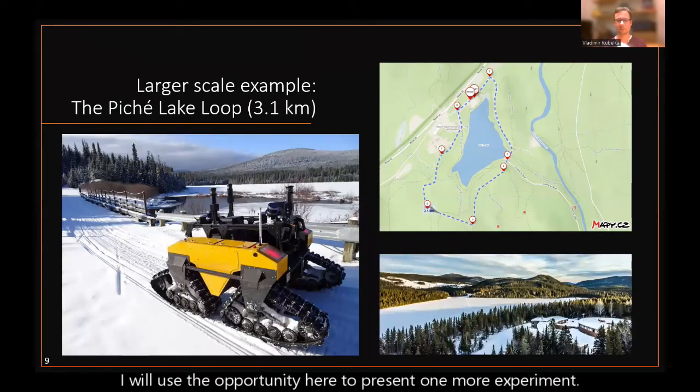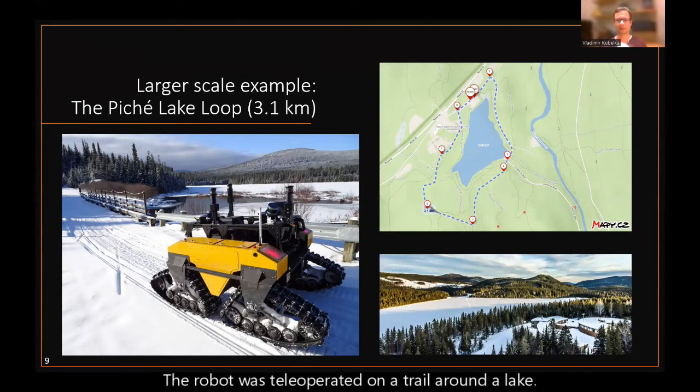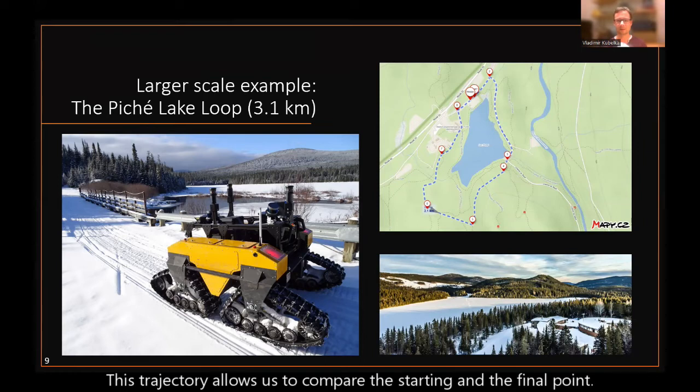I will use the opportunity here to present one more experiment. The robot was teleoperated on a trail around the lake. The distance was more than 3 kilometers this time. This trajectory allows us to compare the starting and the final point.